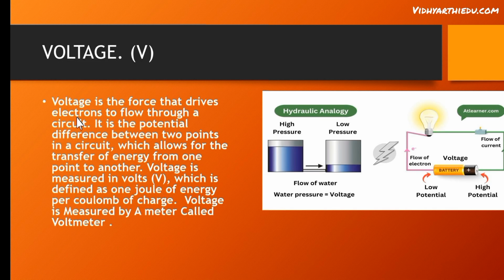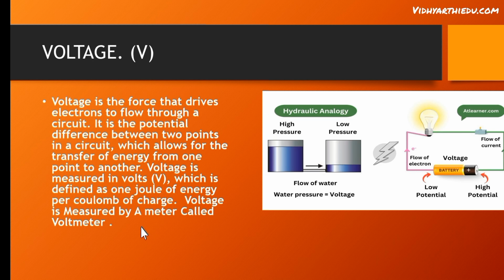Voltage is the force that drives the electrons to flow through a circuit. It is the potential difference between 2 points in a circuit that allows for the transfer of energy from one point to another. Voltage is measured in volts. The definition of volt is 1 joule of energy per coulomb of charge. Voltage is measured by a meter.